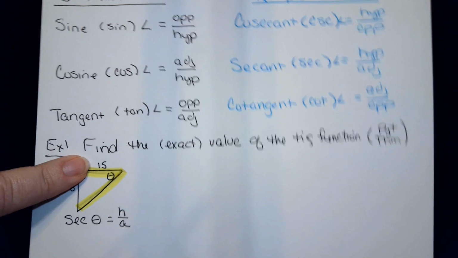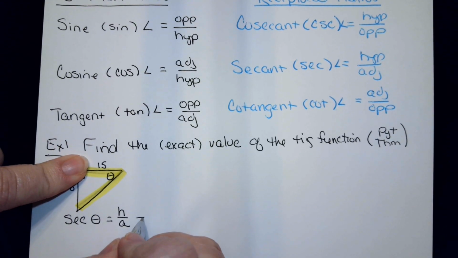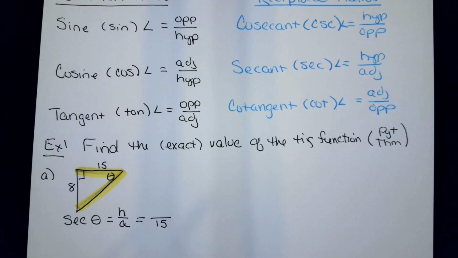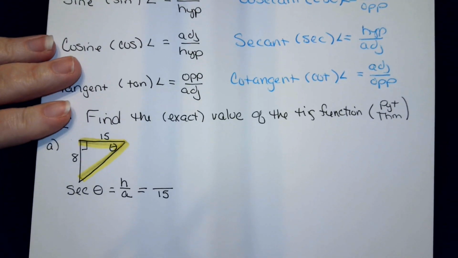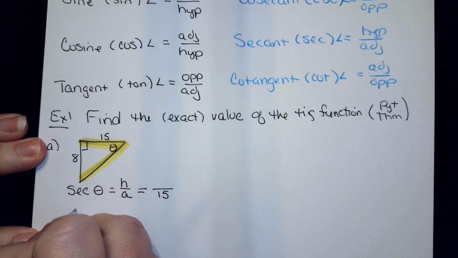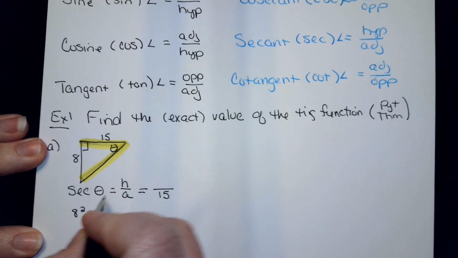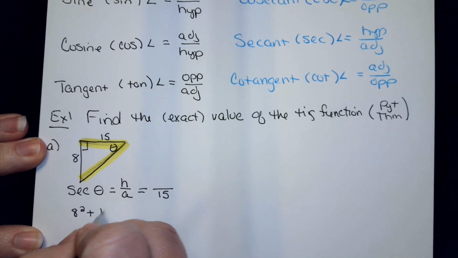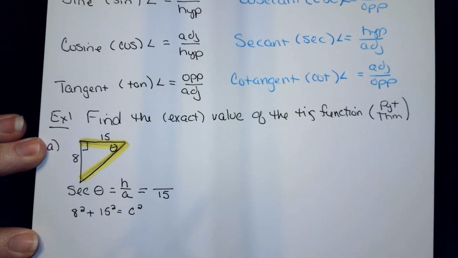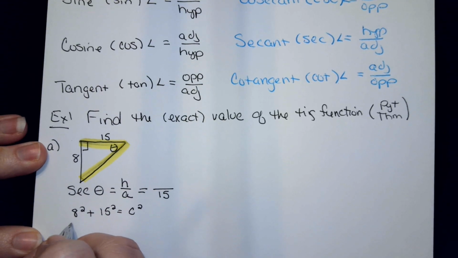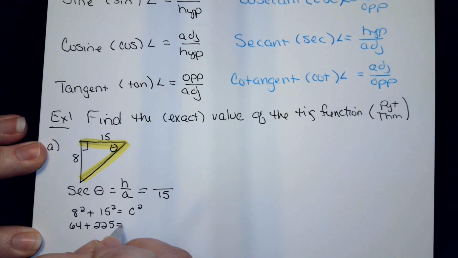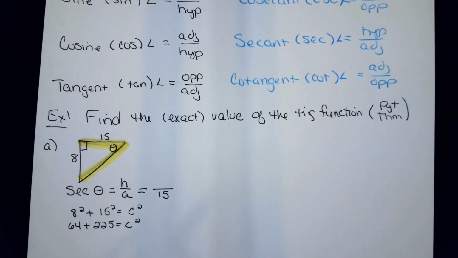So I know that my adjacent side is 15. So now I've got to find my hypotenuse. Okay, so we're going to come right here and use Pythagorean theorem. Alright, we've got 8 squared plus 15 squared is equal to c squared, our hypotenuse. So we got 64 plus 225 equals c squared.